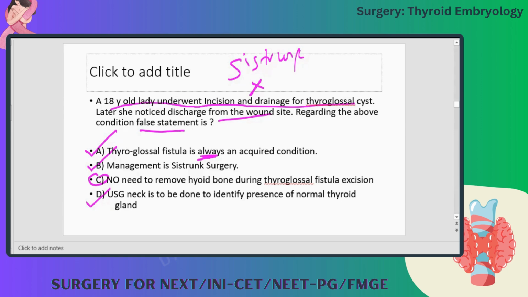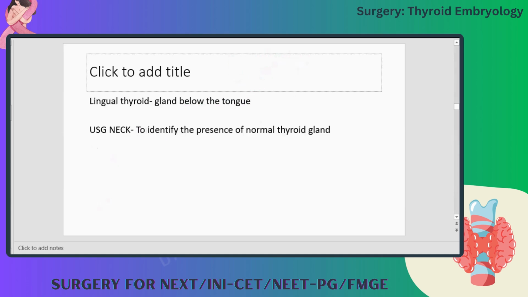And no need to remove hyoid bone during thyroglossal fistula excision: that is wrong. You have to remove the hyoid bone. Then only the tract will be excised completely. Lingual thyroid is thyroid gland below the tongue. An ultrasound neck is used to identify the presence of normal thyroid gland. Lingual thyroid is nothing but an anatomical variation. The gland is just below the tongue.